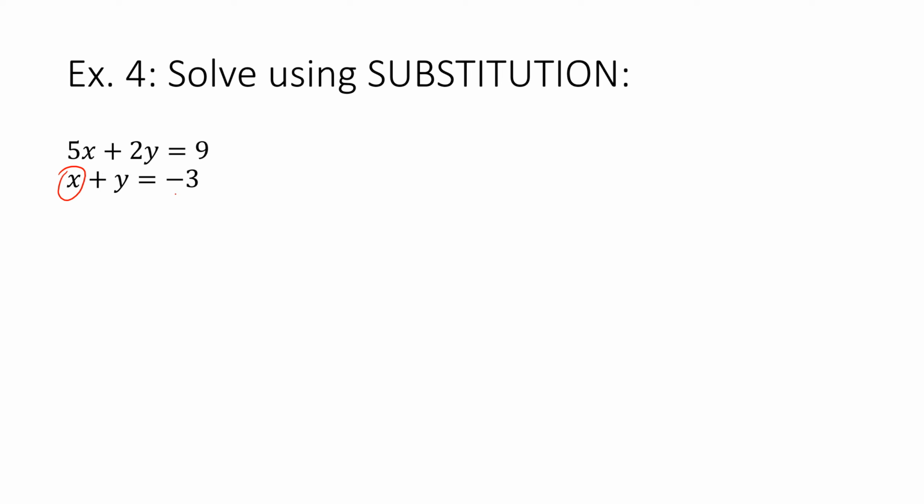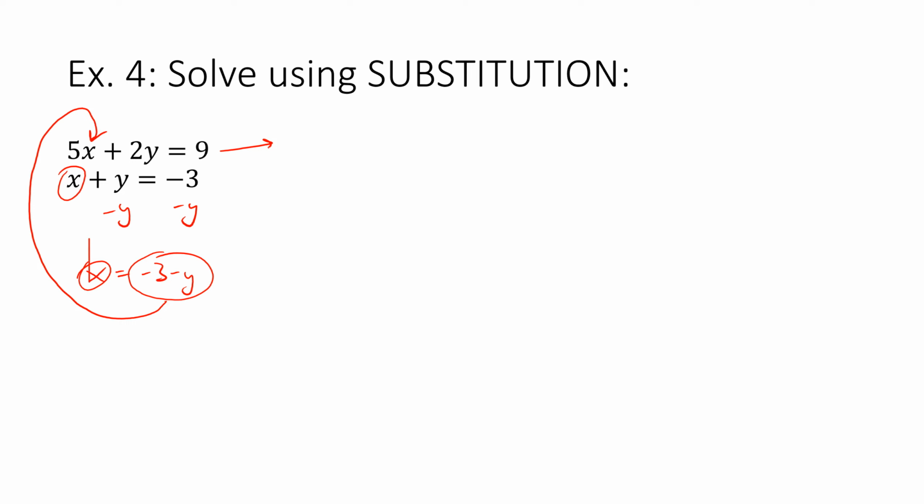Let's isolate the x, just because. You could also isolate the y and still end up at the right answer. If I isolate the x, I get x equals -3 minus y. So now I can make a substitution step. Anywhere I see x, I can write -3 minus y. I'm going to put this into the top equation.